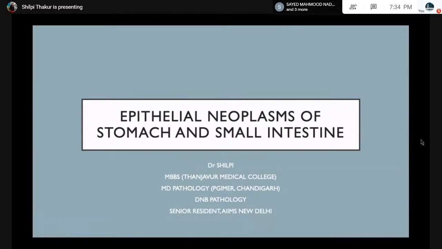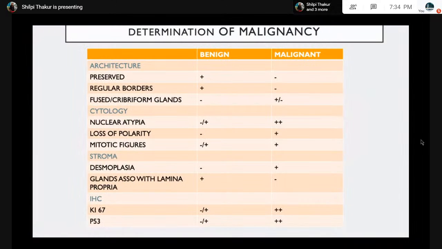So the topic that I'll be dealing with is the epithelial neoplasm of the stomach and small intestine. Beginning with the topic, the most important thing that we need to do in all of the biopsies or the specimens that we get is to differentiate between the benign and the malignant entities. There are a few points which are very important in order to distinguish between them. These are divided into categories: first we need to see the architecture of the glands, then the cytological features, the stroma, and after these morphological features, we can justify our opinion by the IHC markers. First of all, we see the architecture of the glands, whether they are preserved or not.